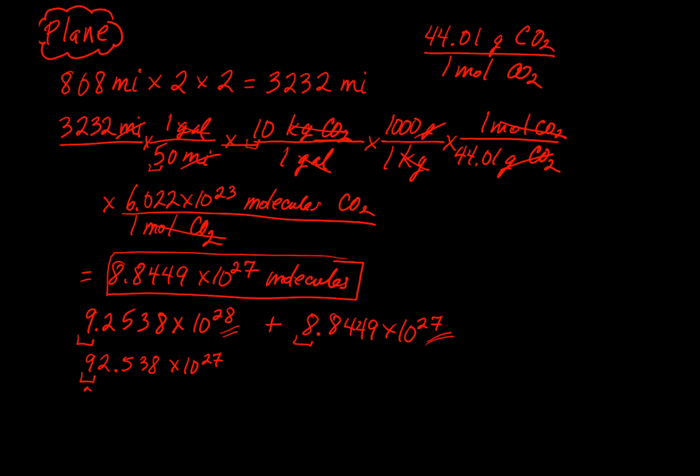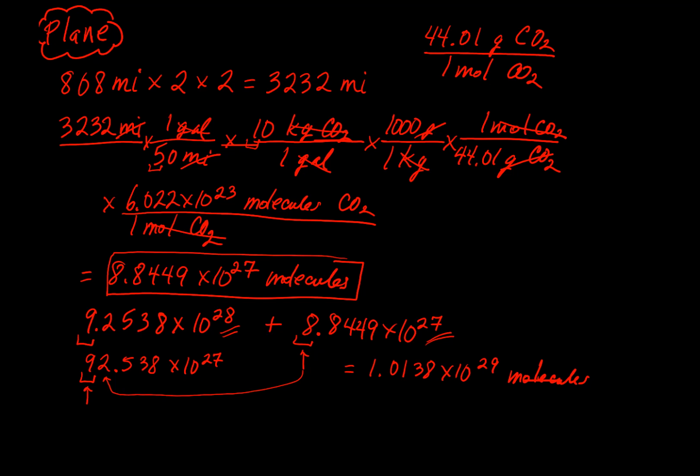So this first number has precision to this place. The second number has precision to only this place. So if you look at where that place is located in this number, it's right there. So the second number has more precision than the first. And when you add these two numbers together, you'll get 1.0138 times 10 to the 29 molecules.